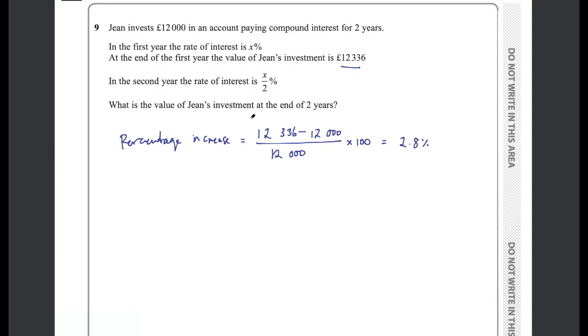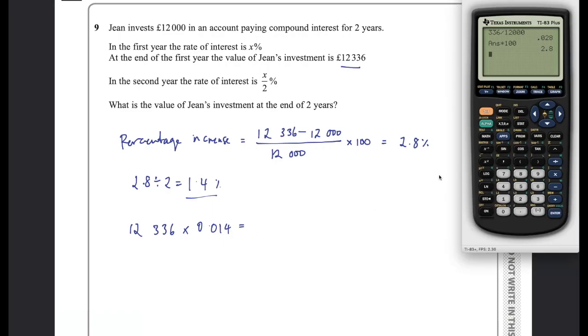Okay, so we have an interest rate in the first year of 2.8%. In the second year, it's x on 2, so 2.8 divided by 2, that's 1.4. So that's our interest rate for the second year. And the question is, what is the value of Jean's investment at the end of 2 years? Well, we need to take this amount and increase it by 1.4%. I would suggest converting this to a decimal to do this, so we can do 12,336 multiplied by 1.4% as a decimal, which is 0.014, and then we'll get our answer.